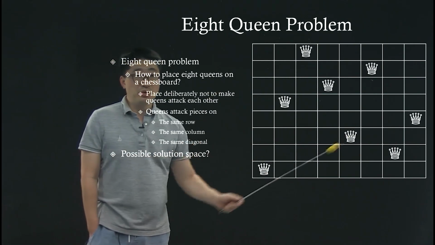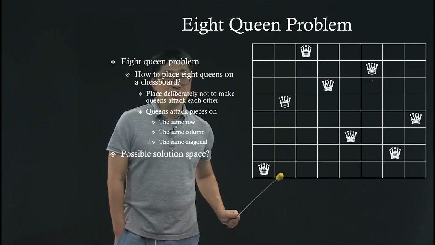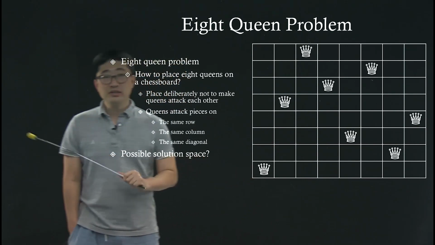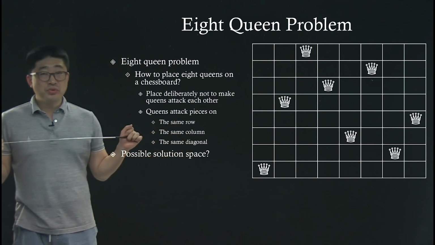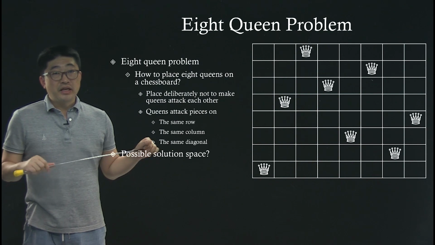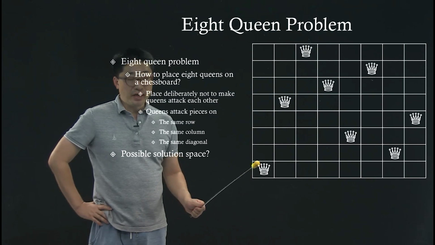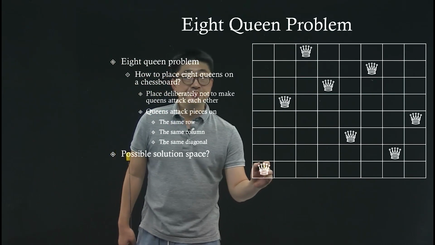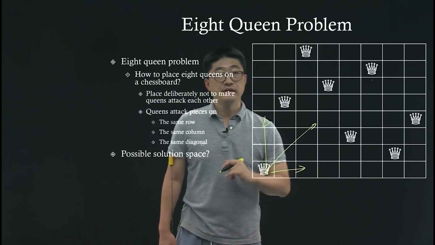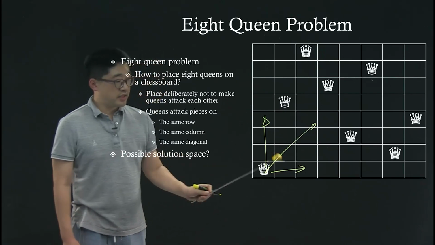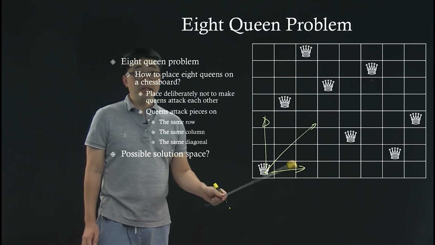The problem is this. We have an 8 by 8 chessboard, 1 through 8 in each direction. And we are going to place the queen, which is the most powerful entity on the chessboard. What can a queen attack? It can attack horizontally, vertically, and diagonally, in these 3 different ways.